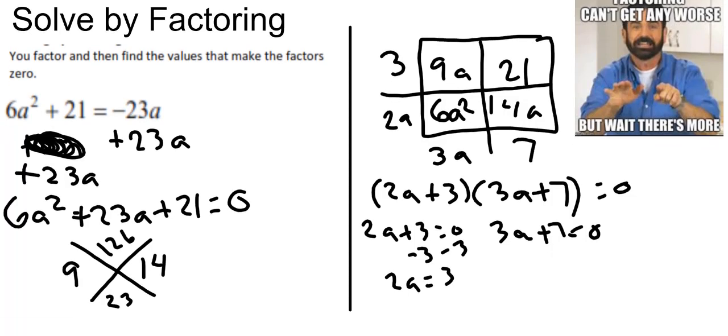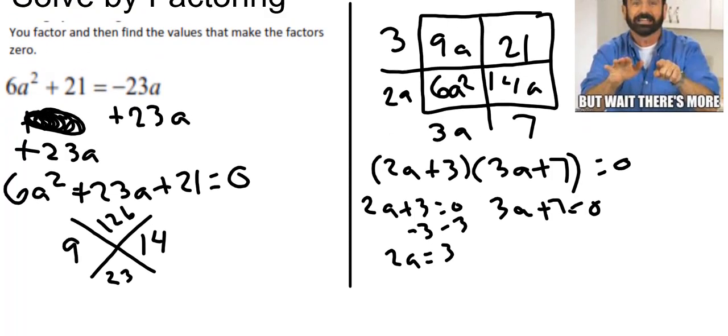And then we're going to divide everything by 2. So we get a equals 3 halves. Well, negative 3 halves, sorry. Got my minus sign. There's our first solution.